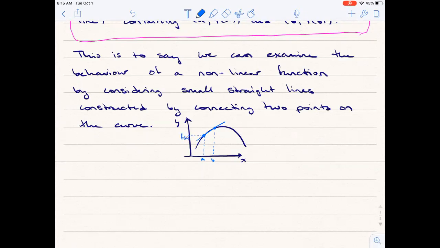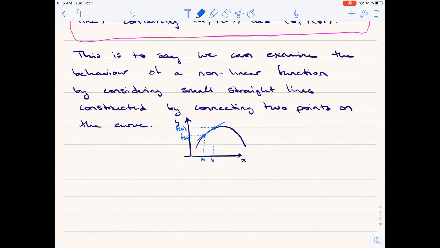I've got f of A and f of B. It'll only ever be an approximation because it's made up of straight lines. If we move into calculus, we can take the derivative, and the derivative is the slope at a single point. All it's doing is moving those A's and B's closer and closer together.